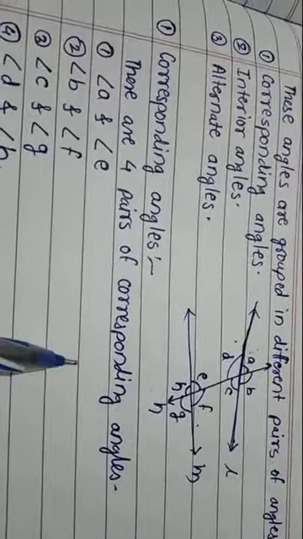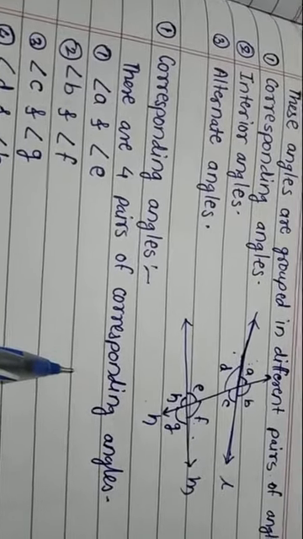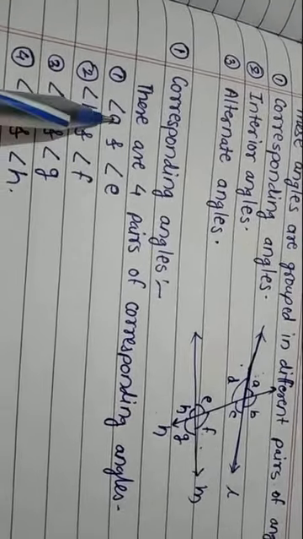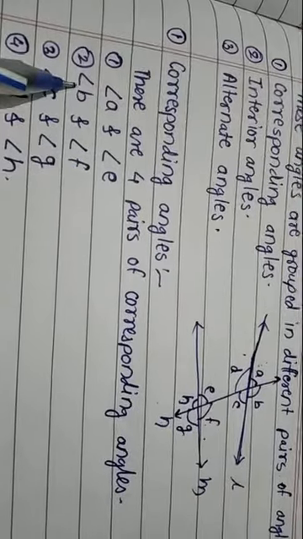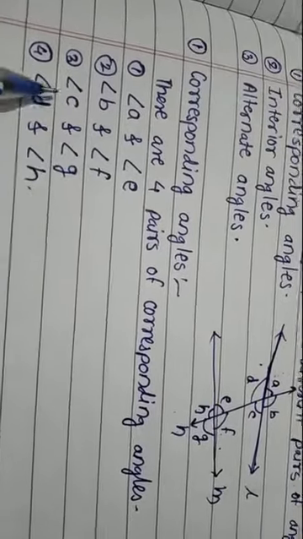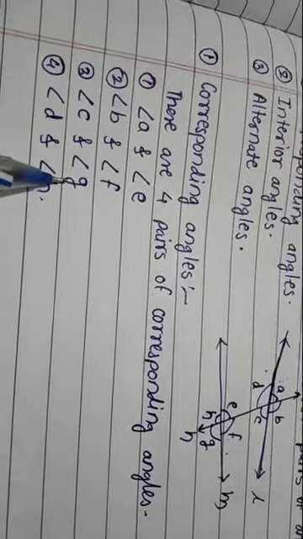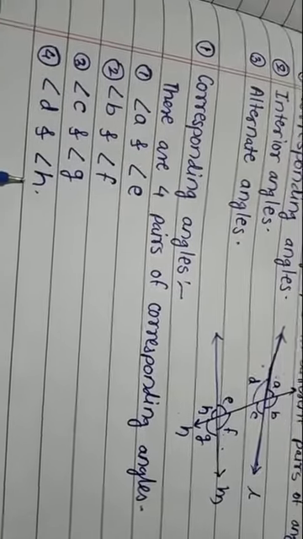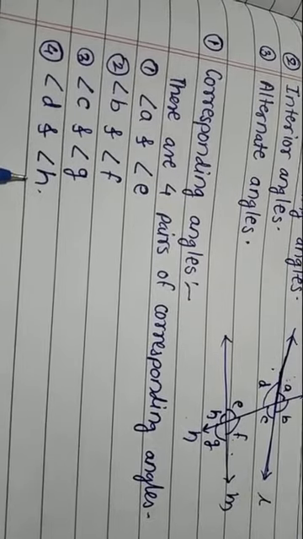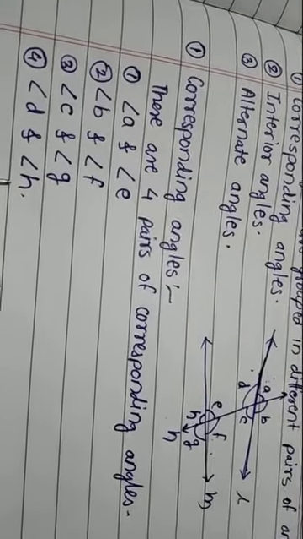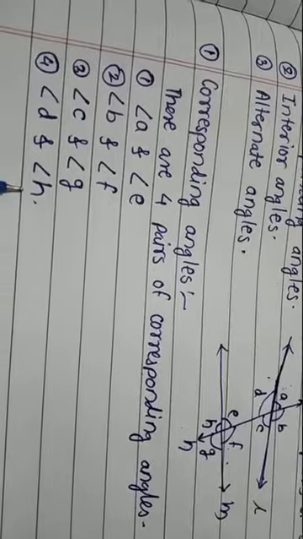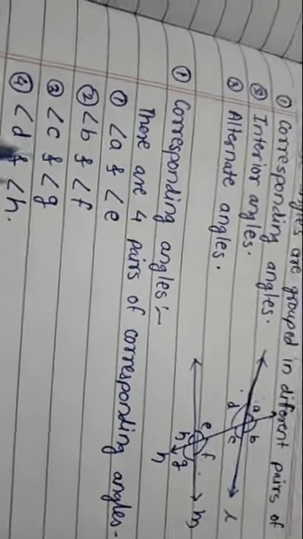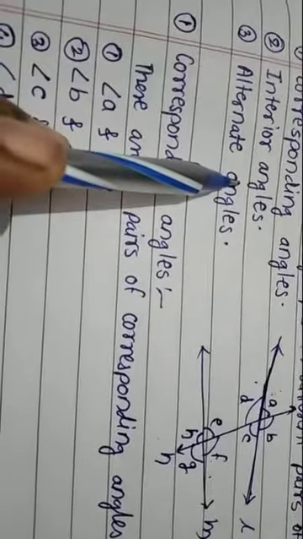So that's why here we got 4 pairs of corresponding angles. Which are they? Angle A and angle E, angle B and angle F, angle C and angle G, angle D and angle H. So these are the 4 pairs of corresponding angles. Okay. So next we will see the interior angles.